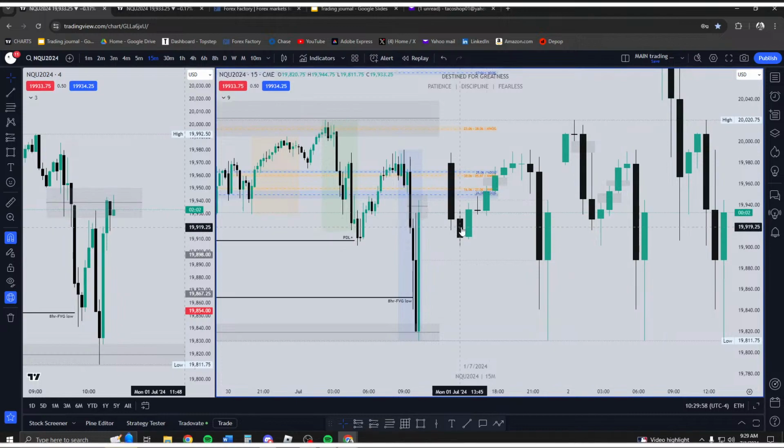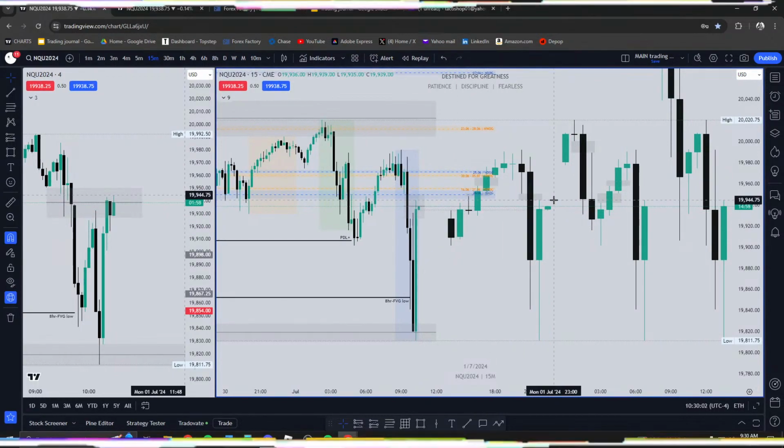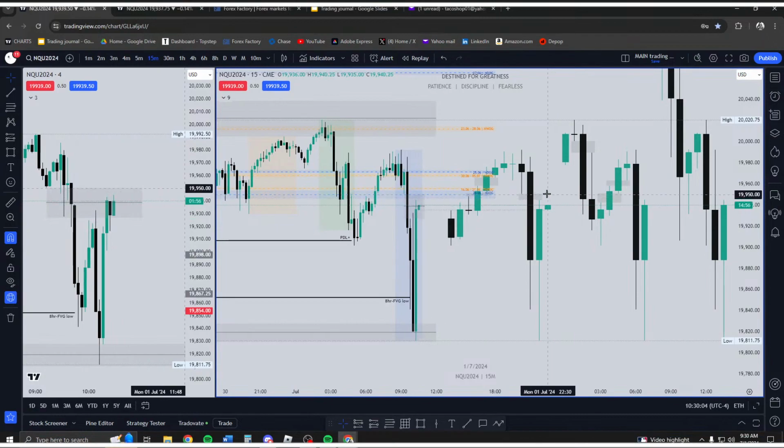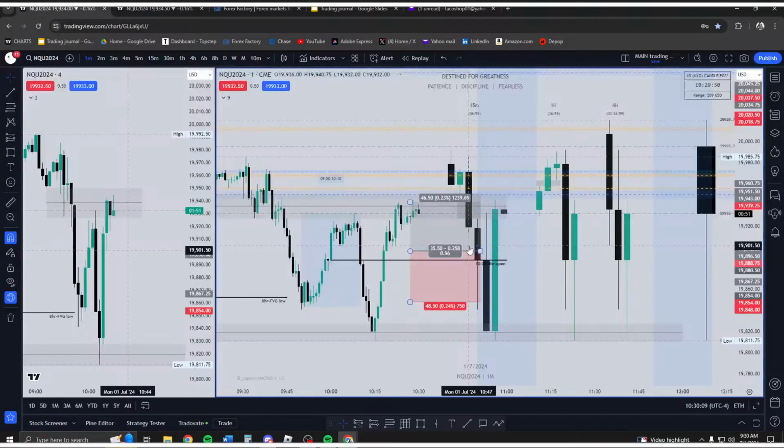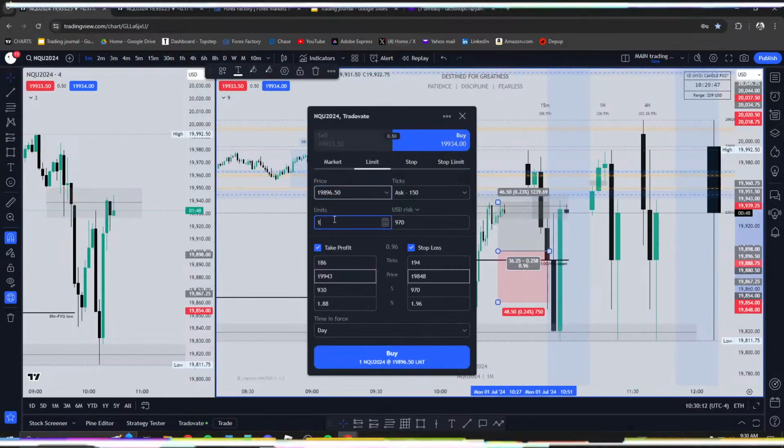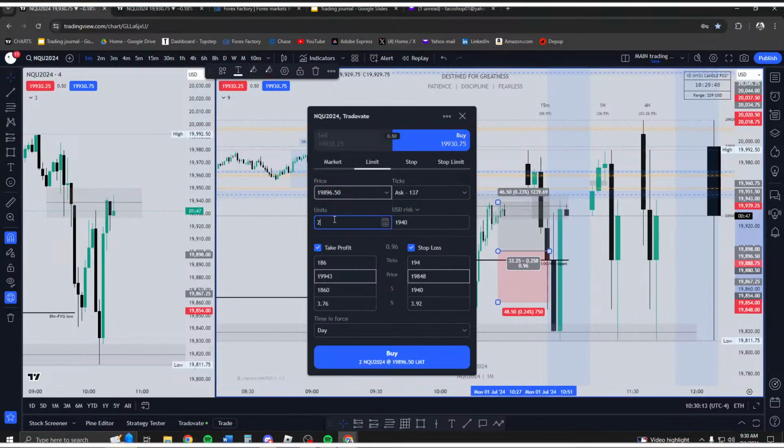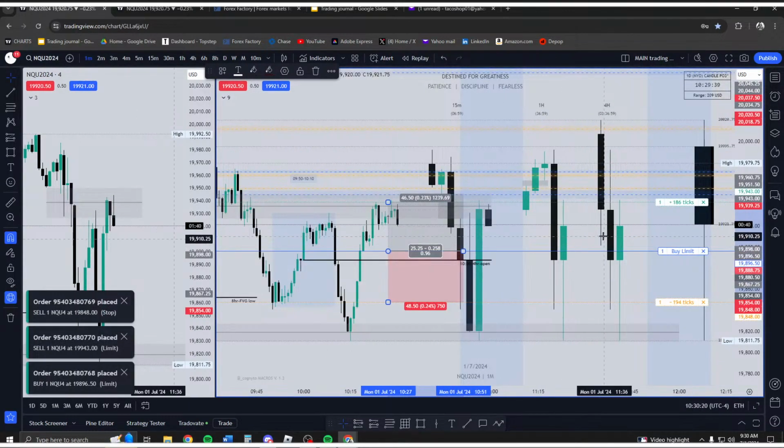All right, so we just got the closure. My objective is to take out that 30-minute high and rebalance this FVG here. If we take out this high before we retrace back into my entry, then I'm not going to take a trade. But here, I'll set up my trade plan. My entry.